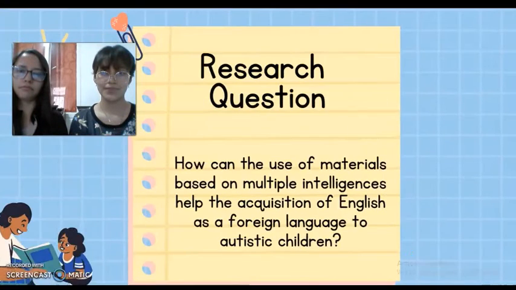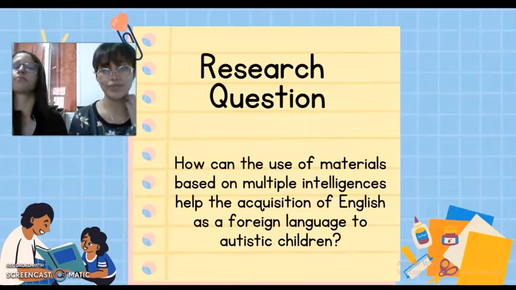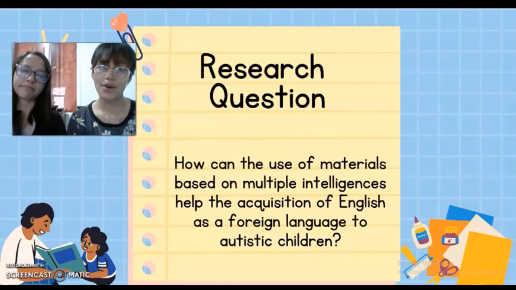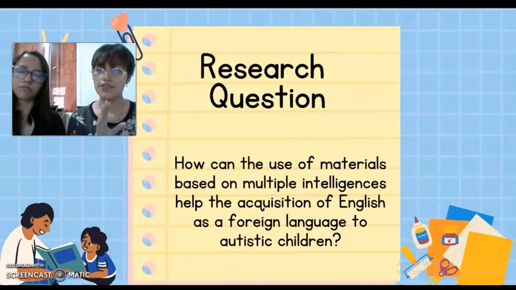Okay, so our research question is the following: how can the use of materials based on multiple intelligences help the acquisition of English as a foreign language in autistic children? So we want to inquire into the multiple intelligences field, and additionally into how this field can contribute to the acquisition of a foreign language in children with autism.